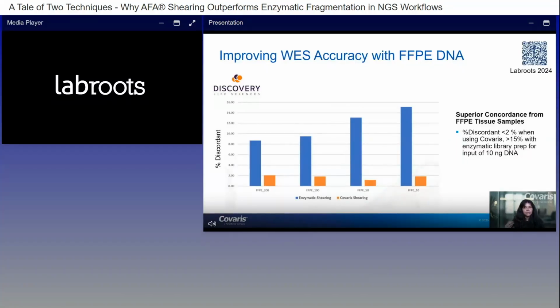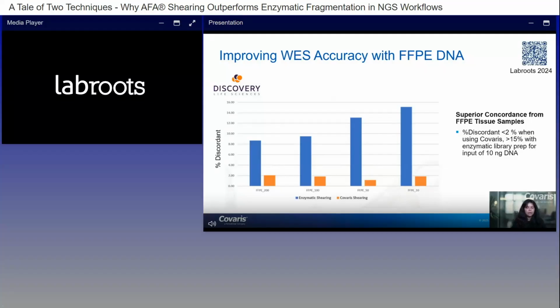Finally, we can also see how shearing uniformity contributes to sequencing metrics. So here we have data showing the discordance for libraries fragmented using enzymatic fragmentation as opposed to Covaris AFA shearing. And discordance can be a really interesting metric to look at because it's indicative of your overall library quality. And what we can appreciate here when looking at the enzymatically sheared libraries in blue is that they have a very high rate of discordance overall, reaching up to 15% discordance.